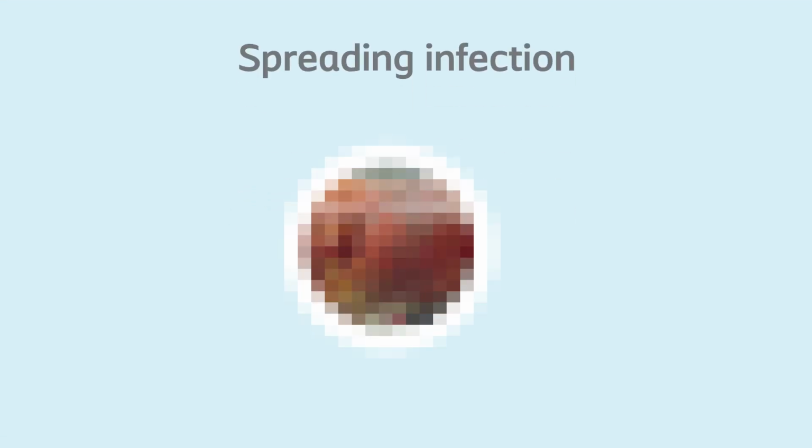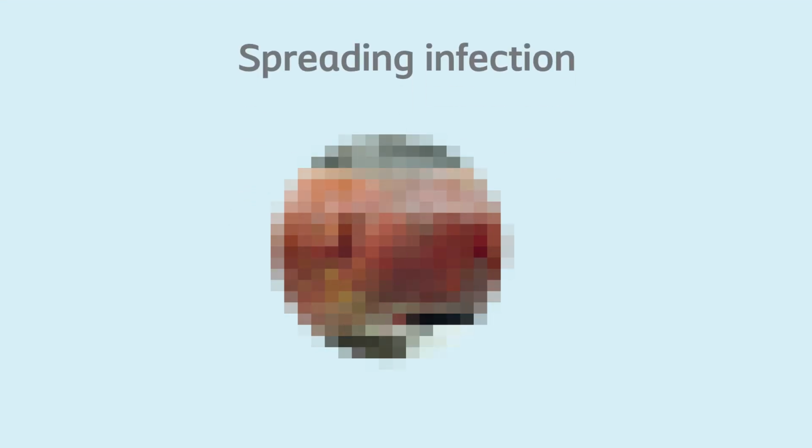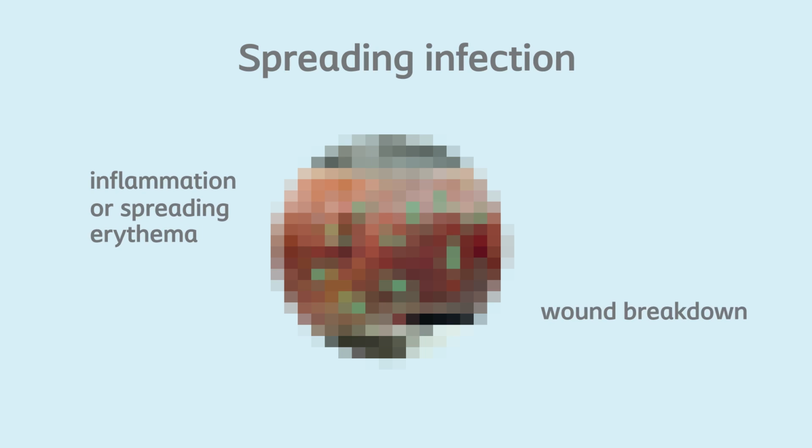Fourth stage, spreading infection. This stage is characterized by the invasion of the surrounding tissue by infective microorganisms that have spread from the wound beyond the wound border. Signs and symptoms may include wound breakdown or breakdown of surrounding areas, inflammation or spreading erythema more than 2 centimeters beyond the wound edge, thickening and hardening of soft tissue, swelling of lymph glands. Remember, any sign in combination with 2 or more signs of local infection indicates spreading infection.